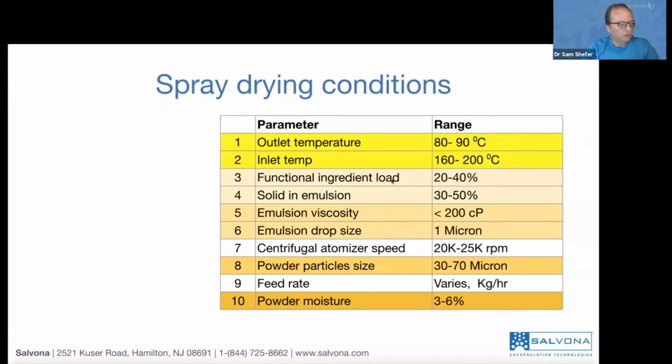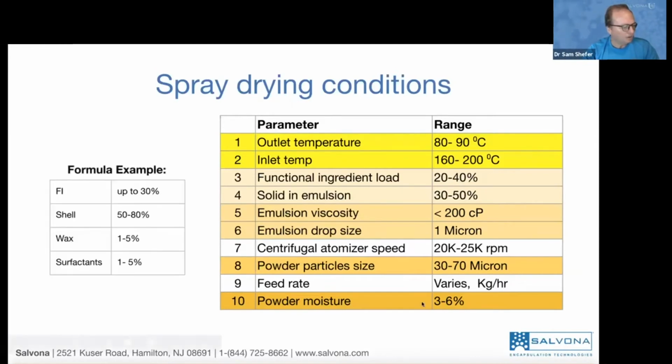Typically the load that we are looking for in MultiSal, the load of the functional ingredient, is between 20 to 40%. The level of solid in the emulsion is about 30 to 50%. I'll show you the formula in a minute. The viscosity should be below 200 cP, which means it has to be liquidy. And the emulsion drop size should be about 1 micron. The rest is less important for you now.